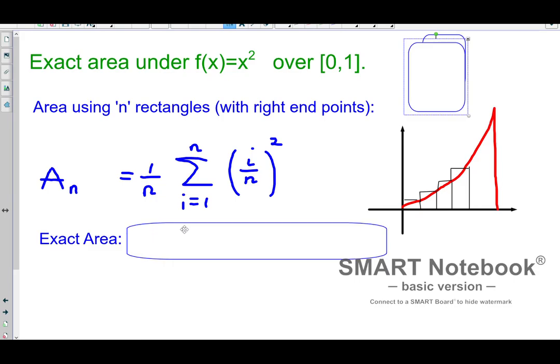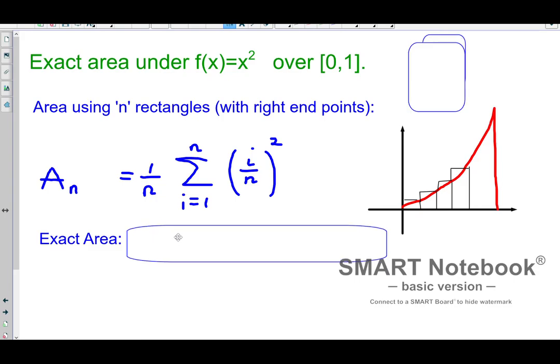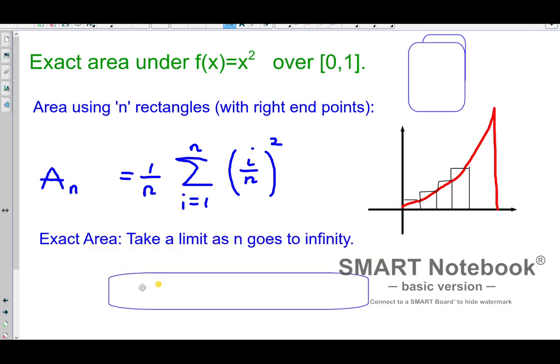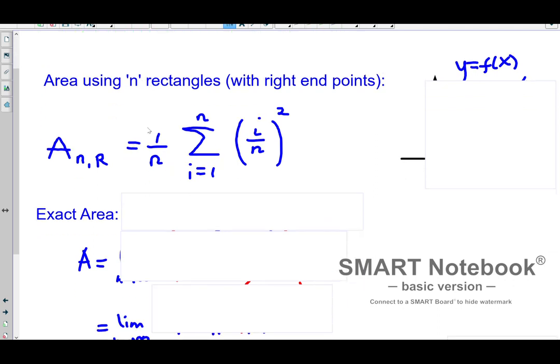And how do we find the exact area again? We would have to take a limit as n goes to infinity. So we would simplify this and take a limit as n goes to infinity. Now, how do we simplify this? Sometimes I put R, representing that we're using the right-hand side to get the heights.